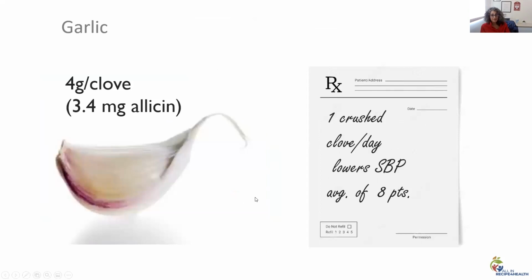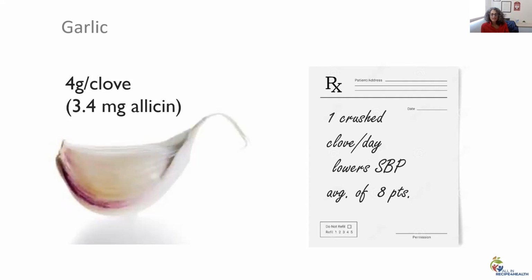garlic. This is a very key one. So 1 clove of garlic is about 4 grams. And within that, it has about 3.5 to 4 milligrams of allicin, which is the active ingredient in garlic. The trick though, is that in order to get allicin to be released, you actually have to crush the garlic. And then all of a sudden the active ingredient gets released.